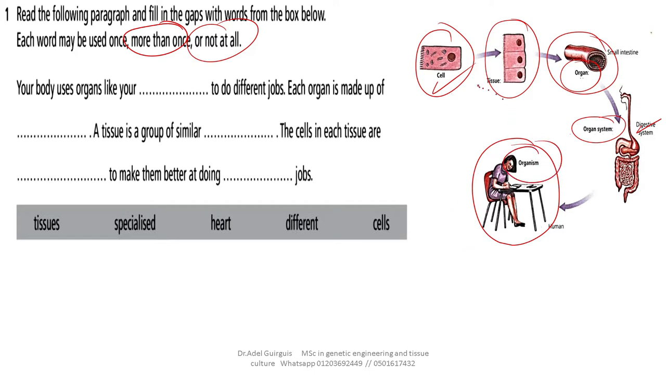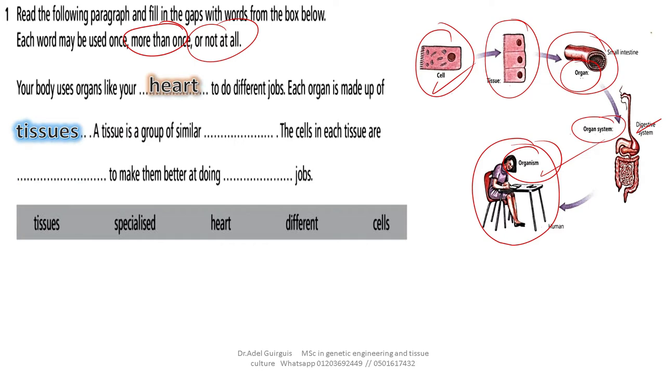So, a group of cells form a tissue. A group of tissues form an organ. A group of organs form an organ system. A group of organ systems form an organism. Look at the question again. Your body uses organs like your heart to do different jobs. Each organ is made up of tissues.